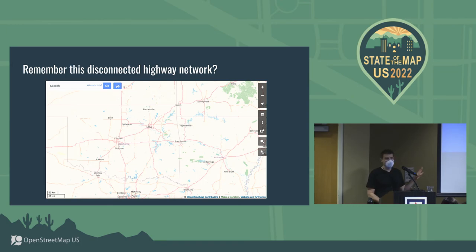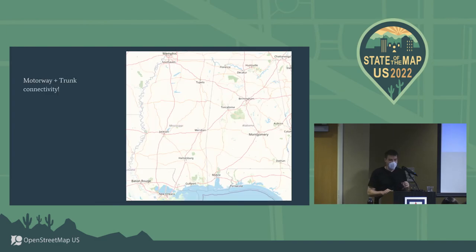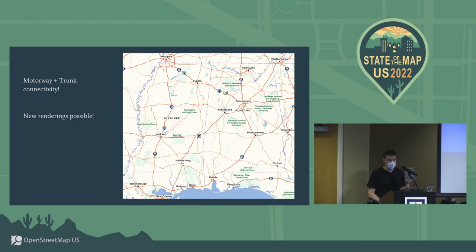So you remember this disconnected highway network? Well, in places where we've done this work, shout out to Moira Prime, I believe, who did most of this work in Alabama and Mississippi, we now actually have the classifications in place to render maps that people expect, which opens up all sorts of opportunities.